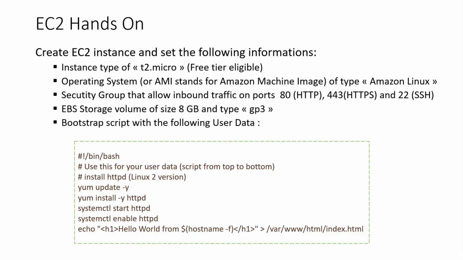Hello, in this EC2 hands-on we will create an EC2 instance with the following information. For the instance type we will choose T2 Micro. For the operating system we will choose Amazon Linux. For the security group we will allow inbound traffic for HTTP, HTTPS and SSH. We will choose the EBS volume of size 8 GB and type GP3.